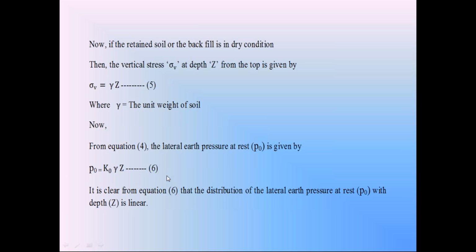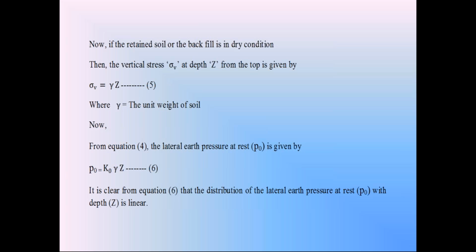So in this equation 6, P naught is the at rest horizontal earth pressure acting on the retaining wall at a depth Z from the top of the backfill. K naught is the coefficient of at rest earth pressure. Gamma is the bulk unit weight of backfill soil. Z is the depth from the top of the backfill. So check that equation 6. Equation 6 gives us the magnitude of at rest horizontal earth pressure acting on the retaining wall.